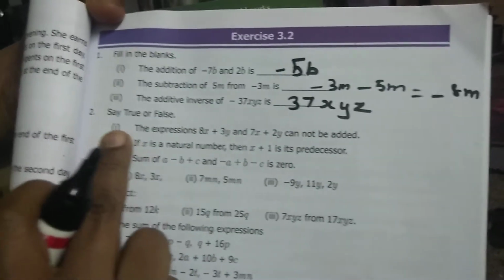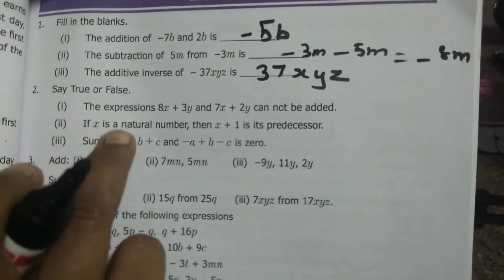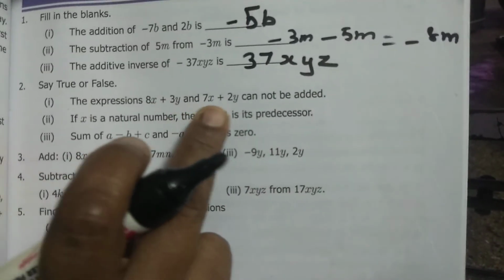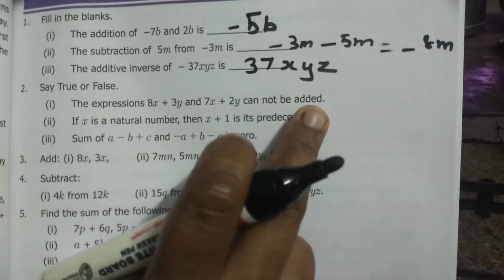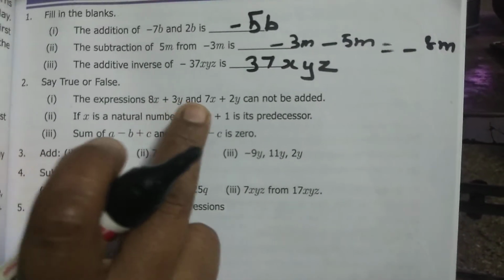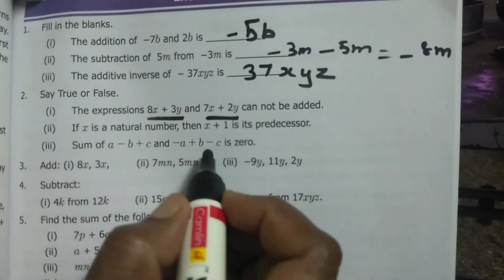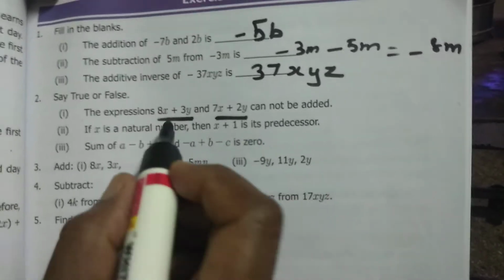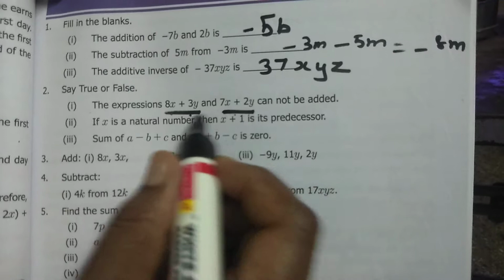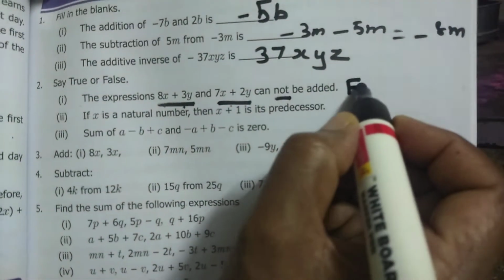Now the next part is true or false. We should write whether the given statement is true or false. The expressions 8x plus 3y and 7x plus 2y cannot be added. Listen well. They are telling us we could not add these. Why could we not add them? Because the variables are the same: 8x, 7x, 3y, 2y. So I can add them, but it is given that they cannot. So it is false.